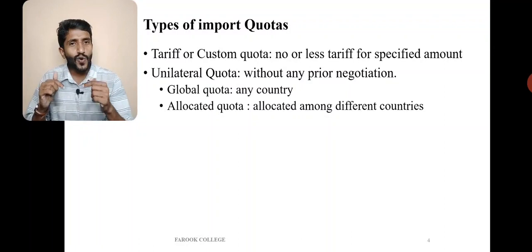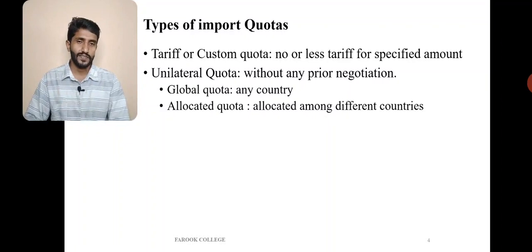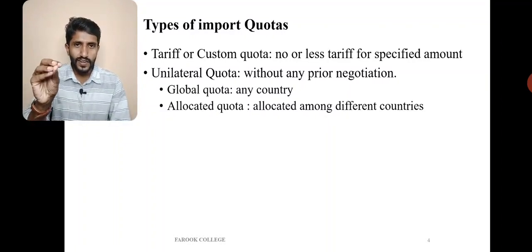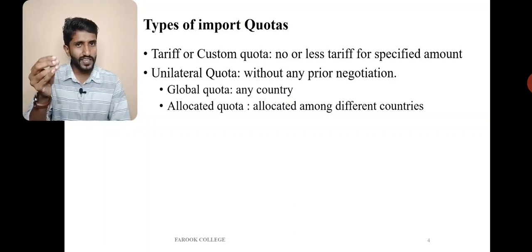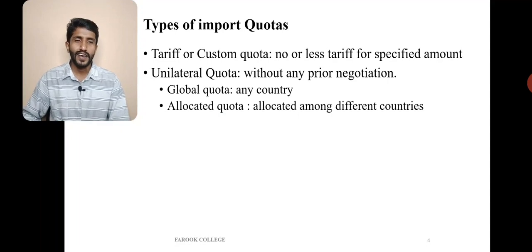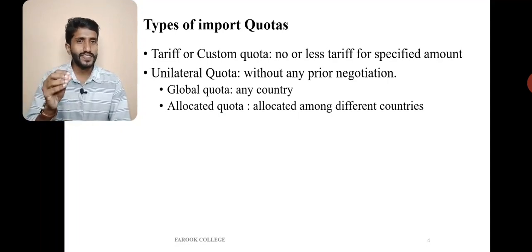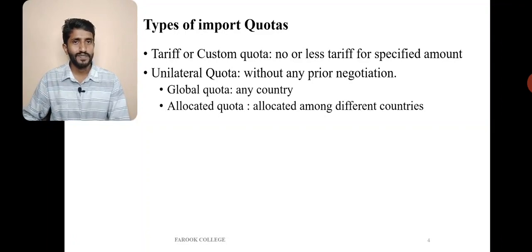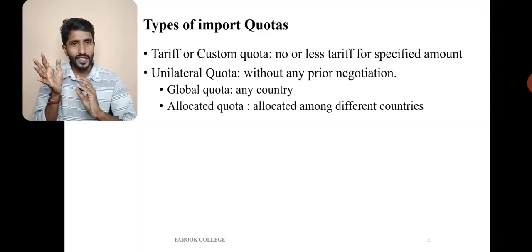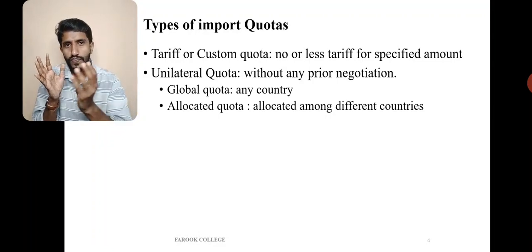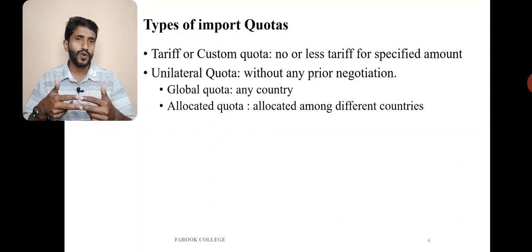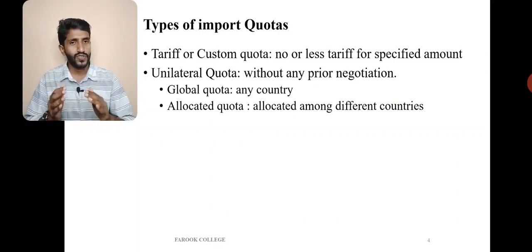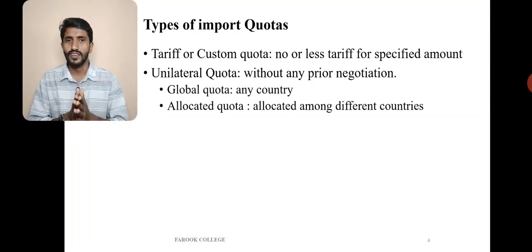But allocated quota means the quota is also allocated among different countries. Suppose 5,000 TVs can be imported from the US, 3,000 TVs from Japan, and 2,000 TVs from China. If we allot the quota according to different countries, it is known as allocated quota. Both of these are unilateral quotas, because they are not negotiated with any other country; one country is deciding on its quotas.